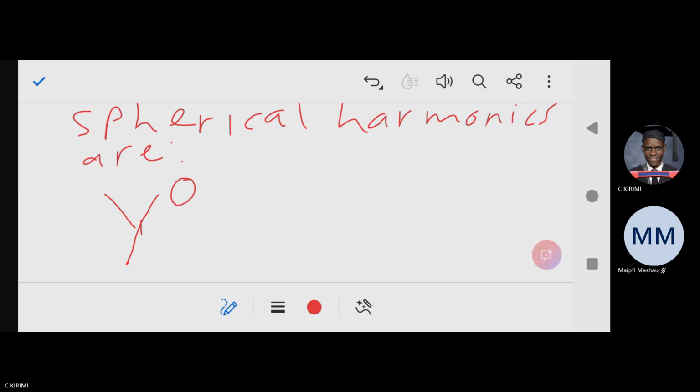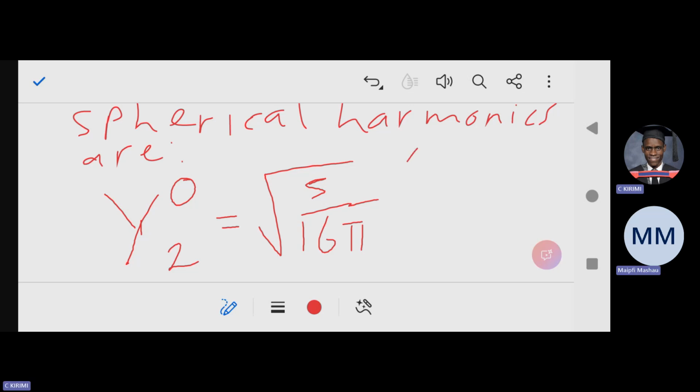The first one, which corresponds to L equals 2, the spherical harmonic with m equal to 0, the answer there will be the square root of 5 over 16 pi multiplied by 3 cos squared theta minus 1. We are given the formula.